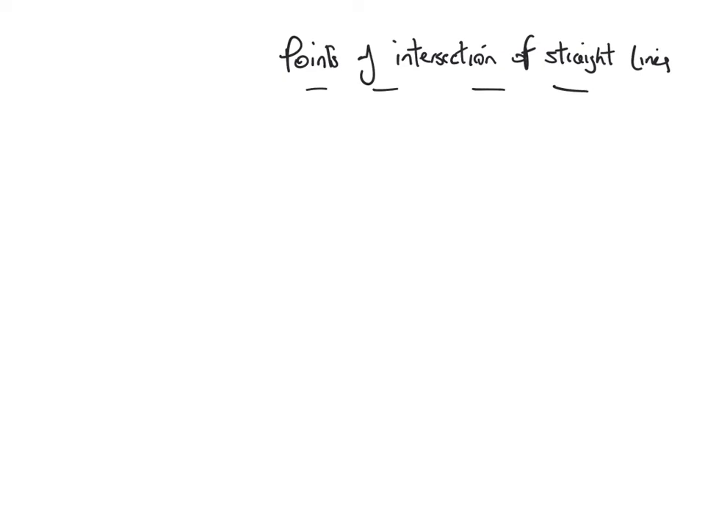Okay, we're now going to look at putting all this together. So equations of medians, perpendicular bisectors and altitudes, we're going to look at them together and see how they intersect with each other and find points of intersection of different straight lines.